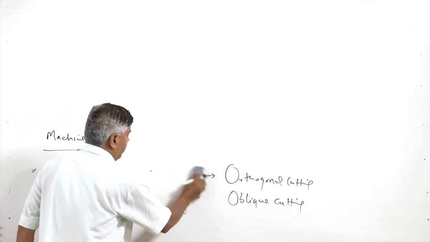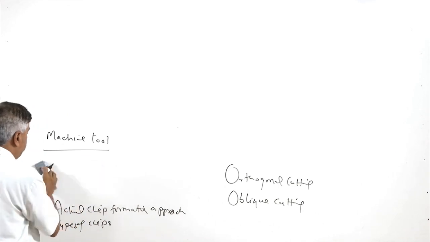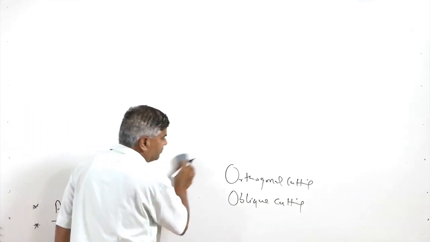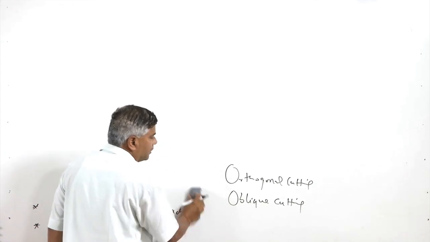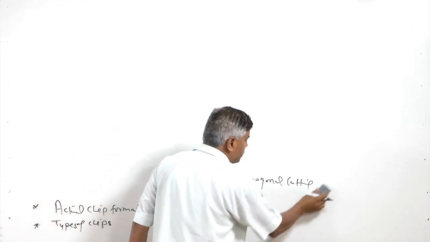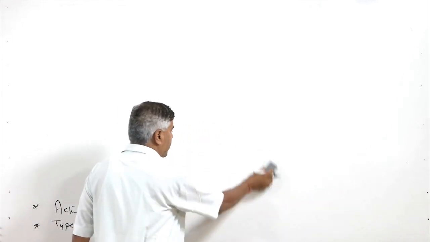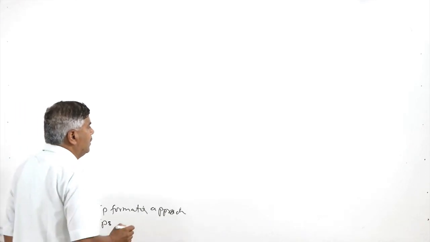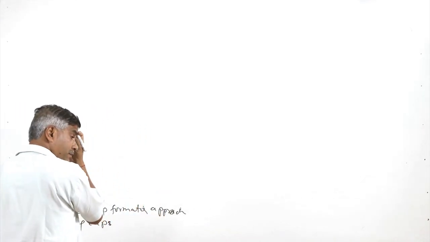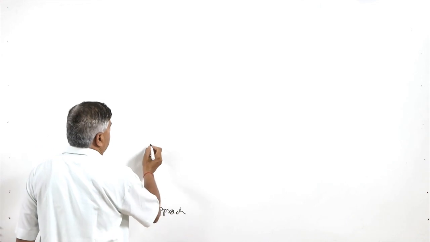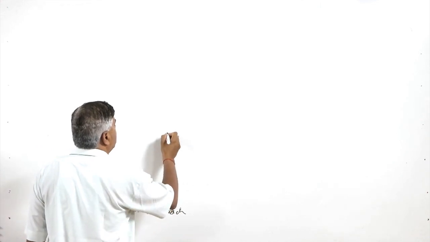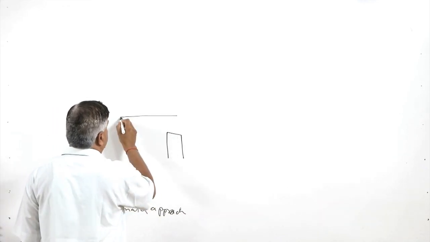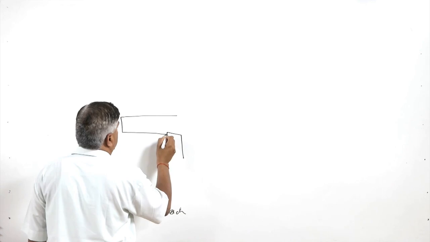So, after the machine tool, the classification of metal cutting based on the geometry of the tool which interacts with the workpiece can be orthogonal cutting or oblique cutting. Say we are using a tool of this kind for the turning purpose, like this.